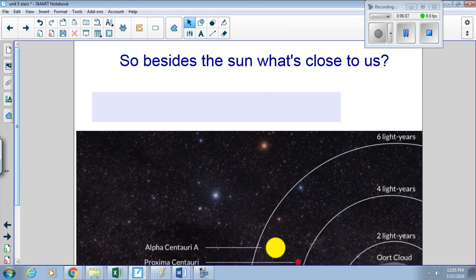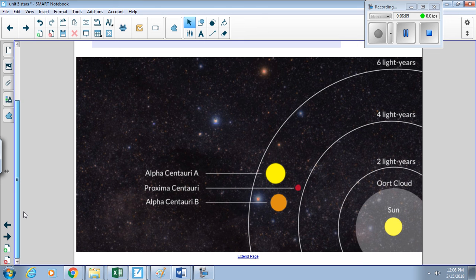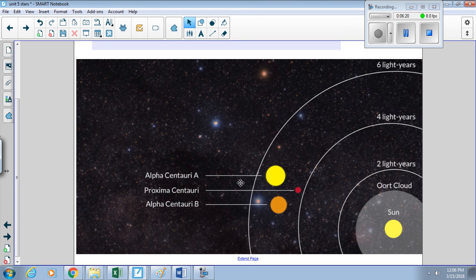So what else is by us besides our sun? Those of you into Star Trek might have heard of Alpha Centauri or Wolf 359. These stars are close-ish to us, right? So here's our sun. This is the outer edge of our solar system in the Oort cloud. That's where we believe comets have come from, at least the long-range ones anyway. Then we have 2 light years. 4 light years away, we get Proxima Centauri, Alpha Centauri, and Beta Centauri star system way over here. So the light from those stars takes 4 years to reach us.